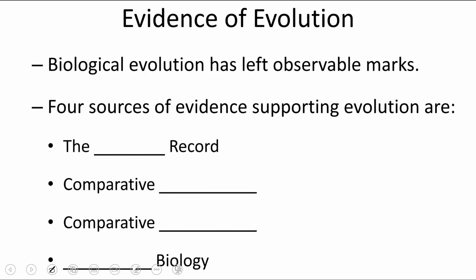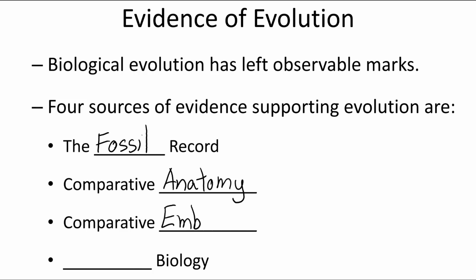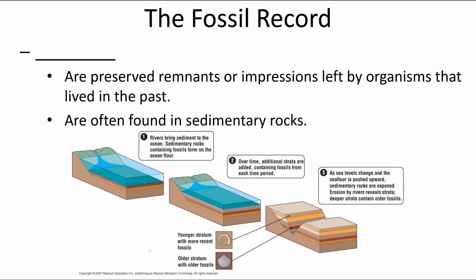The four sources of evidence supporting evolution include the fossil record, comparative anatomy, comparative embryology, and lastly, signs in molecular biology as well. So let's talk about each of these. The fossil record is the series of fossils that are found within different layers within the Earth's crust.